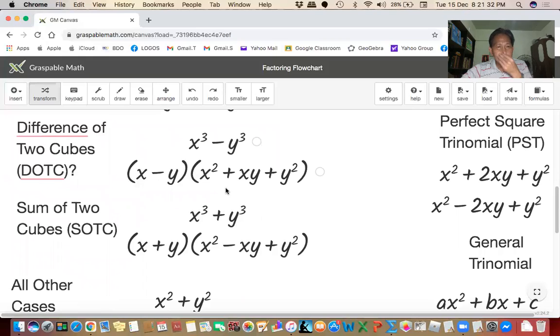All right, as I said earlier, to get the terms of the binomial, you get the cube root of the first term, you copy the sign, and you get the cube root of the last term. So that's how you get the terms of the binomial. Same with the sum. You get the cube root of the first term, you copy the sign, and then get the cube root of the last term.